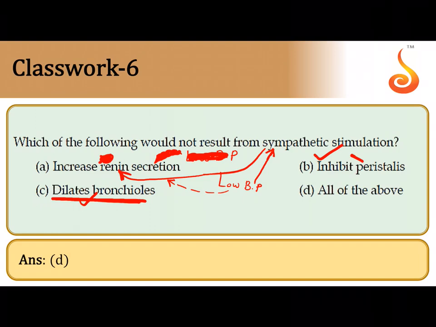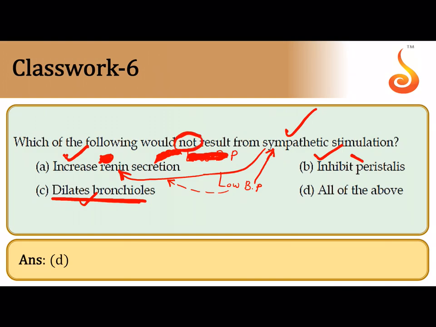So it is true that whenever there is a fall in BP, sympathetic will take over, and the immediate response is release of renin from the juxtaglomerular cells of the kidney. So yes, increased renin is also a sympathetic stimulation. So all of them result. They're asking which one would not result. So all of them would result, isn't it? From sympathetic stimulation. So they're asking which one would not result.